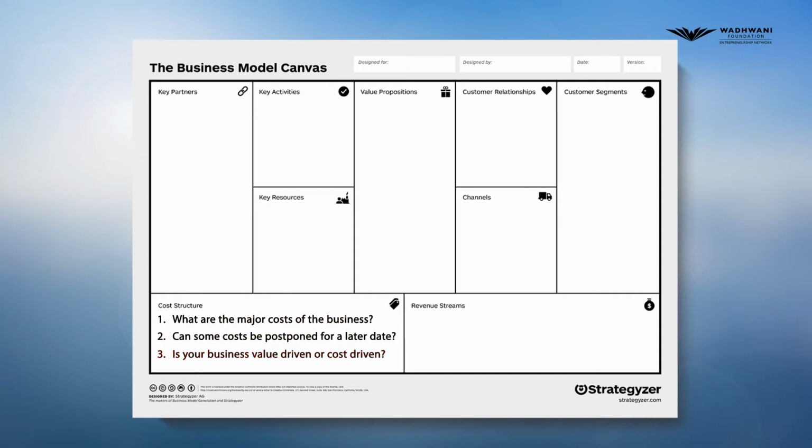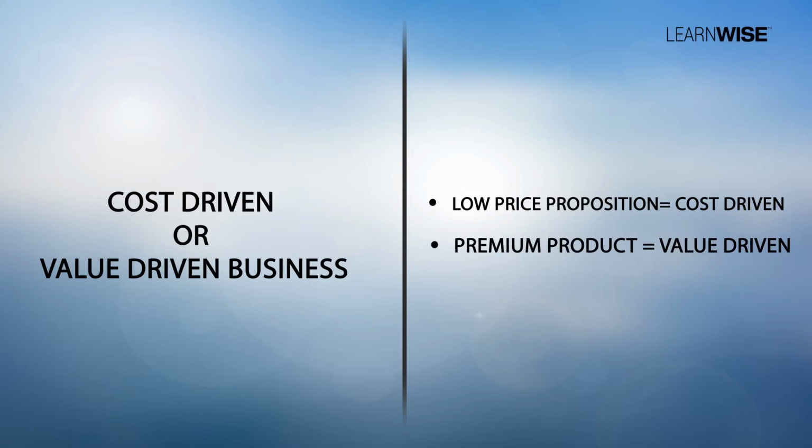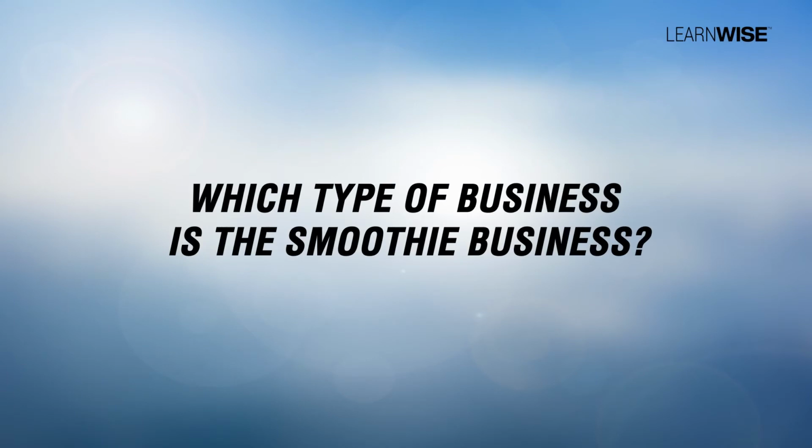Is your business value driven or cost driven? If you have a low value price proposition, then you are cost driven. And if it is value driven, then your focus is on value proposition and building a premium product. Which cost model do you think the smoothie business belongs to? If you have answered value driven, then you are right, because it's a premium product differentiated from other types of smoothies.